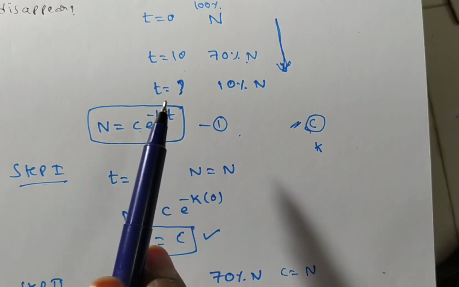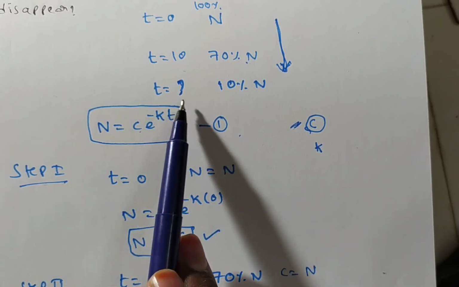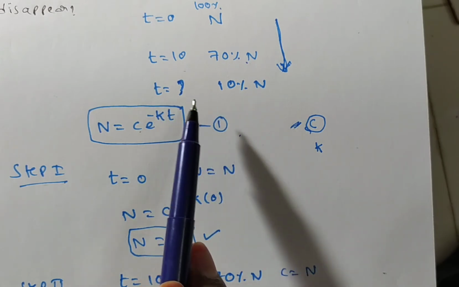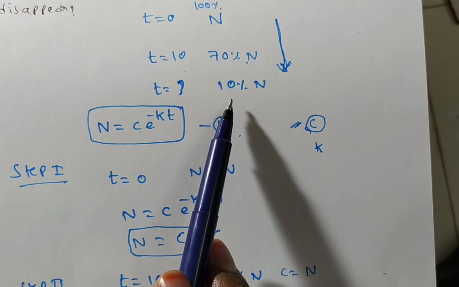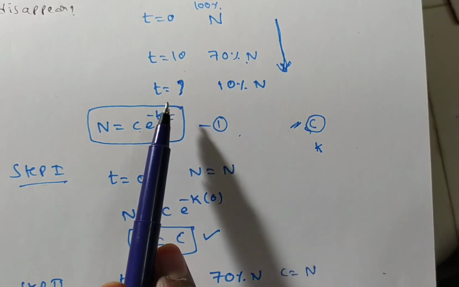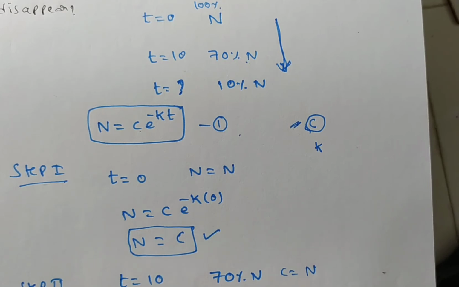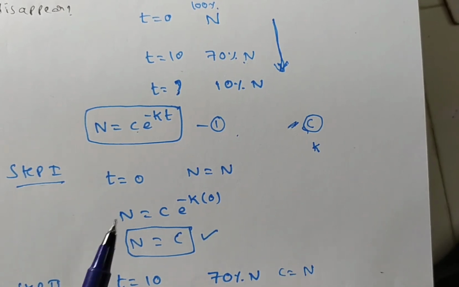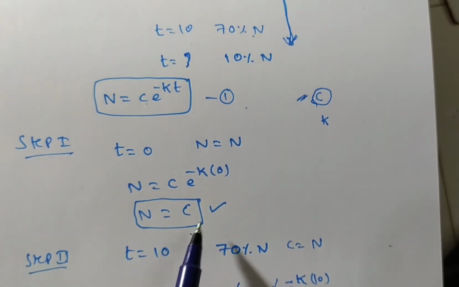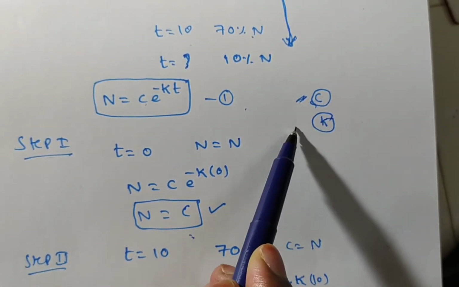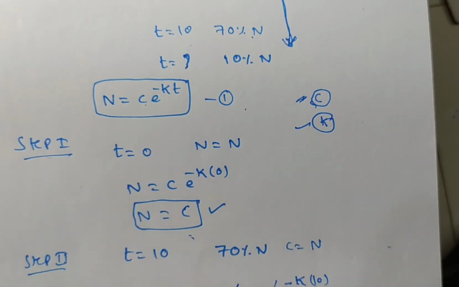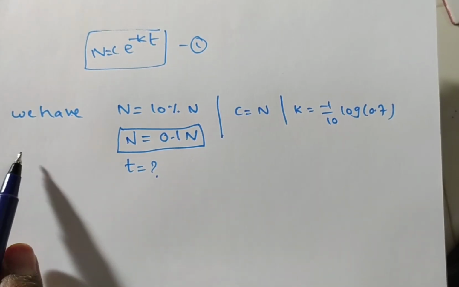That's it. Now, what is given in the third condition? How much time is required for 90% to disappear. So N is equal to 10% of N, and T is what we need to find. To get this T value, we use the N value, the C value from step 1, and the k value from step 2. All those values we need to substitute in the formula. So, this is the data we have.